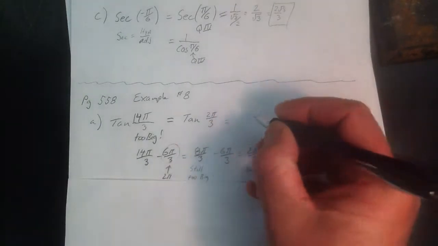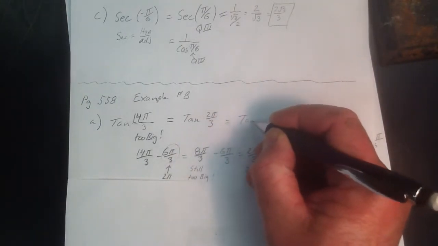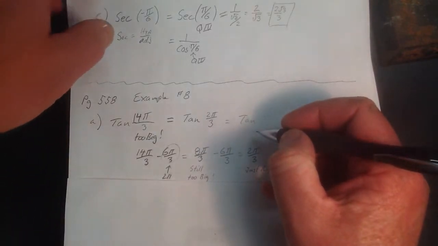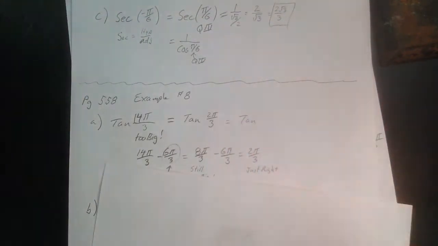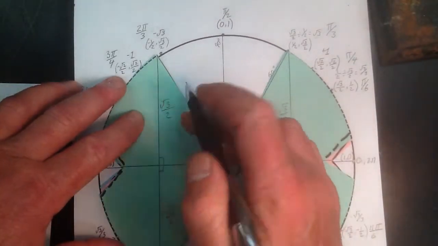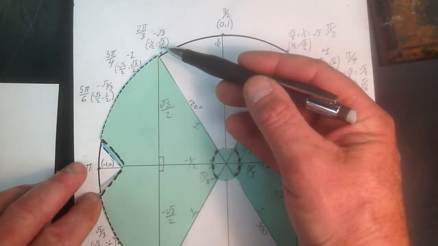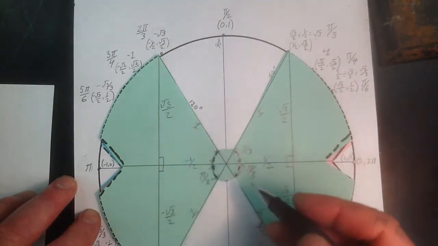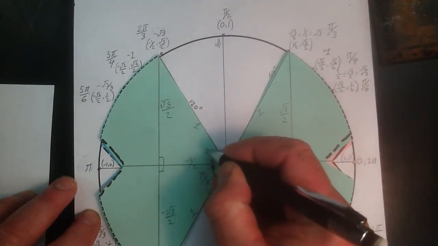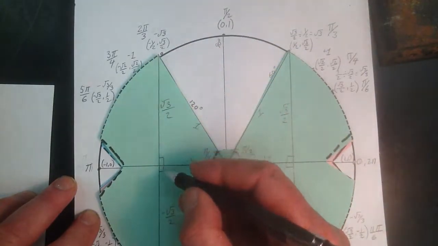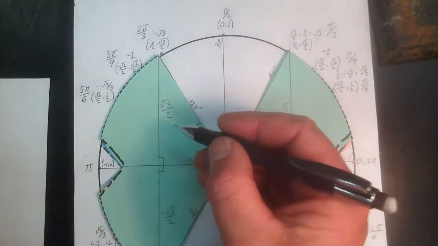I'm still not done. I can't do trigonometry on an obtuse angle, so I need to find the reference angle. Let's find out where 2 pi over 3 is on our unit circle. 2 pi over 3 is right here, and we need the tangent of 2 pi over 3. So my reference angle is right here. This is what I do my trig on. This is the triangle right here.